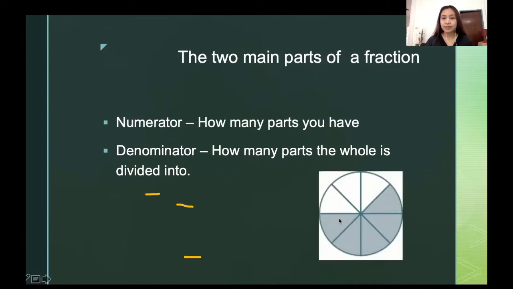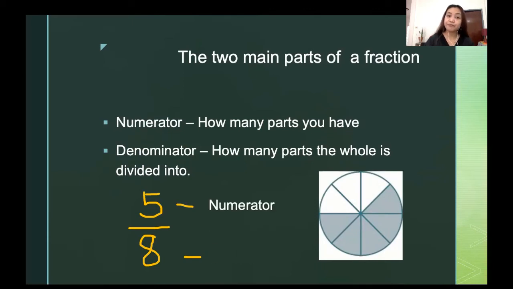Okay, for example, in this figure again, we have 1, 2, 3, 4, 5, 6, 7, 8. So that should be our denominator because that tells how many parts the whole is divided into. And the shaded parts are 1, 2, 3, 4, 5. Okay, 5 parts are shaded out of 8 parts. So we have 5/8. All right, so 5 is our numerator and 8 is our denominator. Okay?